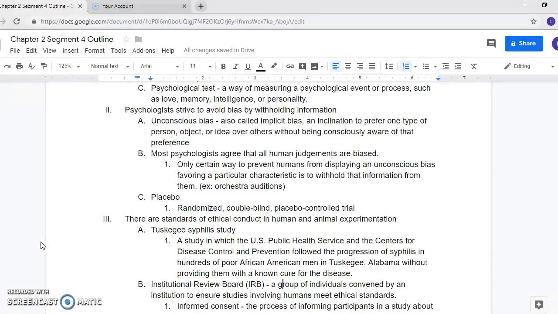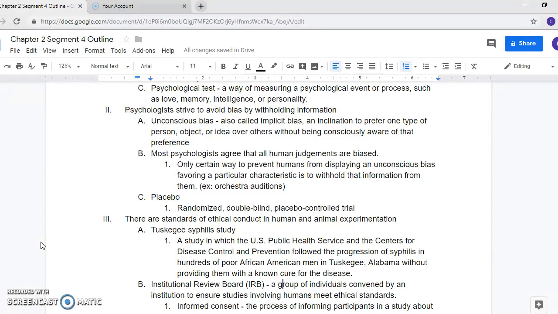Randomized means that who gets the actual medicine treatment and who gets the placebo pill is random. It's not favoring one particular group over another. Double-blind means that the people going into the study who are receiving the medication do not know whether they are receiving the active medication or the placebo, which is most commonly a sugar pill. It is double-blind because the doctors themselves also don't know which patient is getting what. They do not know what medicine they are giving.